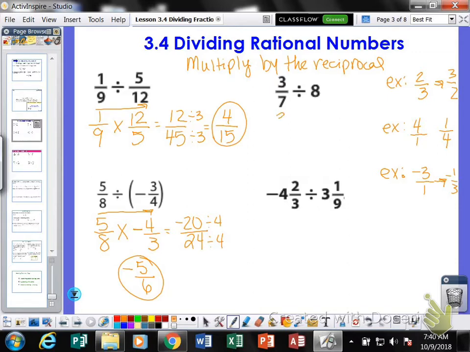All right, so here we have 3/7, and then I'm going to make this 8 a fraction by putting a 1 underneath it. So 3/7 times the reciprocal of 8, which is 1/8. Multiply across the top, 3, multiply across the bottom, the denominators, 3/56, and that cannot be simplified.